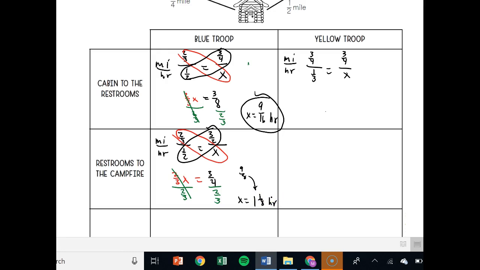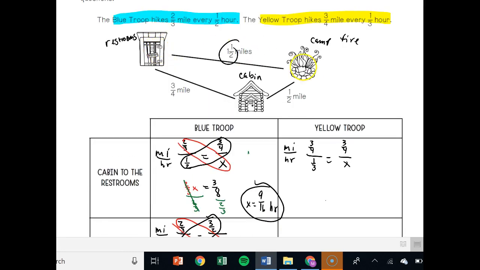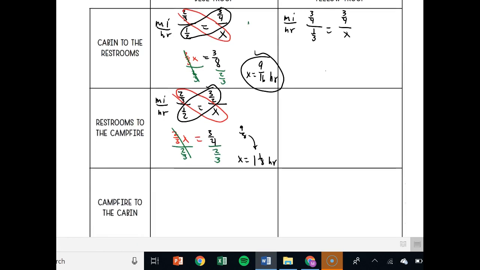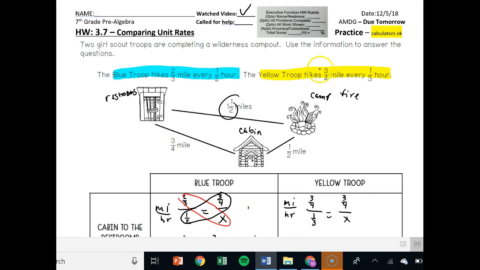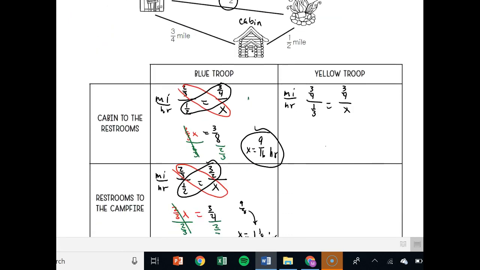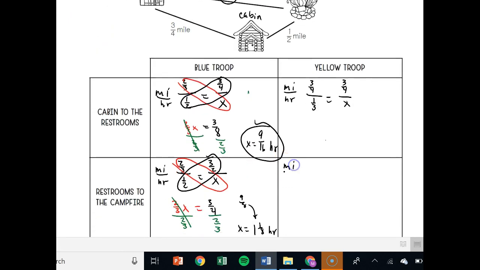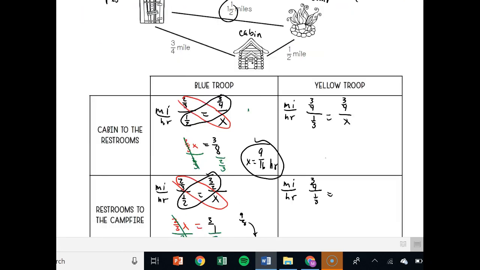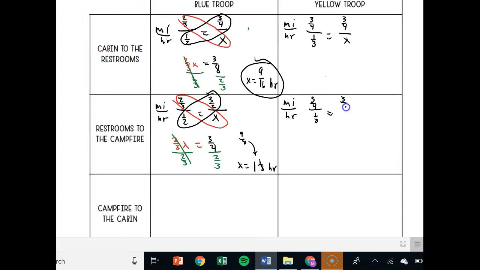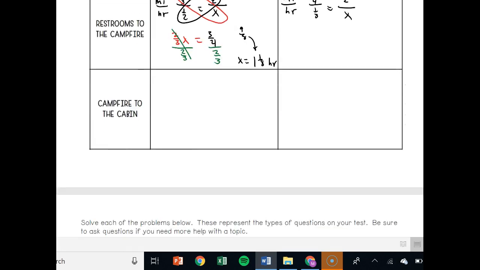So it takes the blue troop 1 1/8 hour to go from the restroom to the campfire hiking, right? For the yellow troop, again, they have this unique rate of 3/4 a mile every 1/3 an hour. Basically you're going to set it up the same way, except the only thing that's going to be different is this part right here. It's 3/4 of a mile every 1/3 hour equals, and then what's the distance from the restroom to the campfire? 1 1/2, or aka 3/2 miles equal to x, right? And I'll let you solve that.